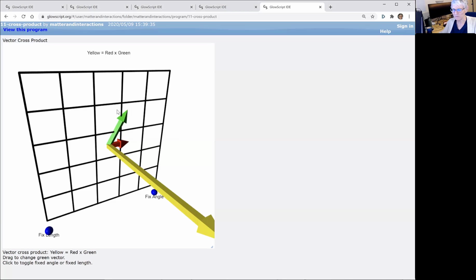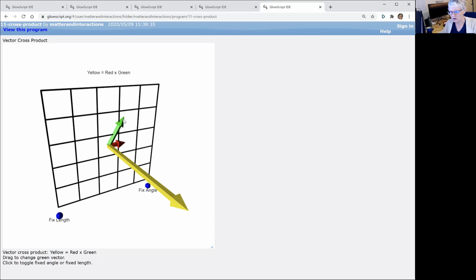Okay, so this is a visualization of the vector cross product. In this case, the yellow vector is red cross green. It turns out that for cross products the order matters, so green cross red is not the same as red cross green. Let's see what this looks like. The red vector is fixed here, but we can change the green one.